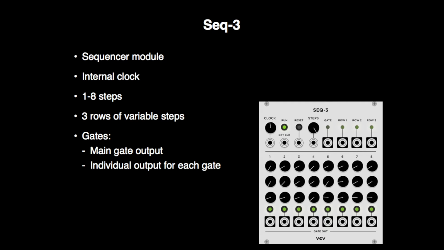The last thing I'll point out here before we actually look at it in Rack is that it's got different ways that it outputs gates. Next to those row outputs in the top right, there's a gate output that's going to output a gate with every step of the sequence. And then across the bottom, you'll see a row of 8 outputs, and those are individual outputs for every gate. But now let's go ahead and take a look at how this will work in Rack.